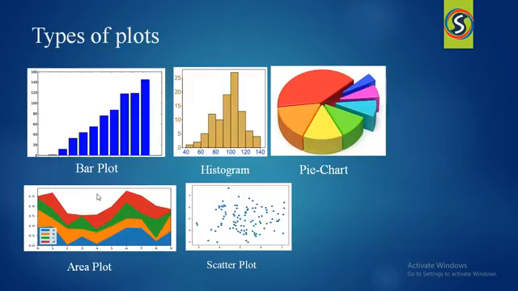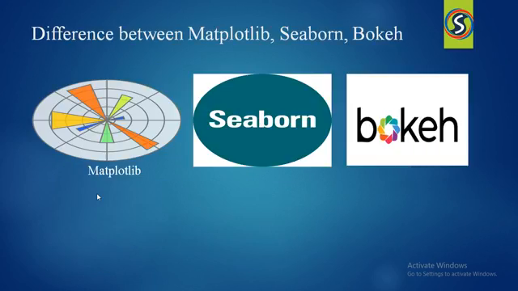Now let me move forward and explain the types of plots available. The plots are the bar plot, histogram, pie chart, area plot, and scatter plot. These plots are provided by the matplotlib library. There are three kinds of libraries: matplotlib, Seaborn, and Bokeh. Matplotlib is the first library invented in Python. It provides basic visualizations like bar chart, histogram, and pie chart.